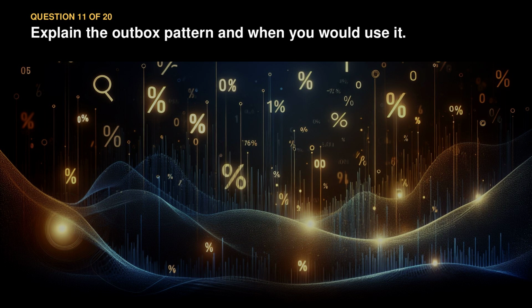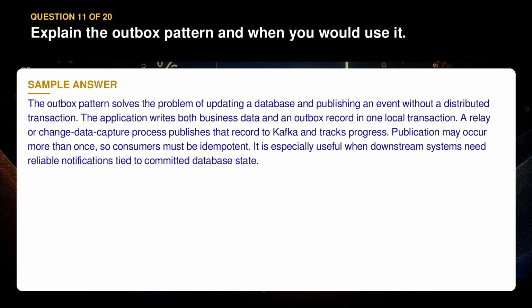Question 11. Explain the outbox pattern and when you would use it. The outbox pattern solves the problem of updating a database and publishing an event without a distributed transaction. The application writes both business data and an outbox record in one local transaction. A relay or change data capture process publishes that record to Kafka and tracks progress. Publication may occur more than once, so consumers must be idempotent. It is especially useful when downstream systems need reliable notifications tied to committed database state.